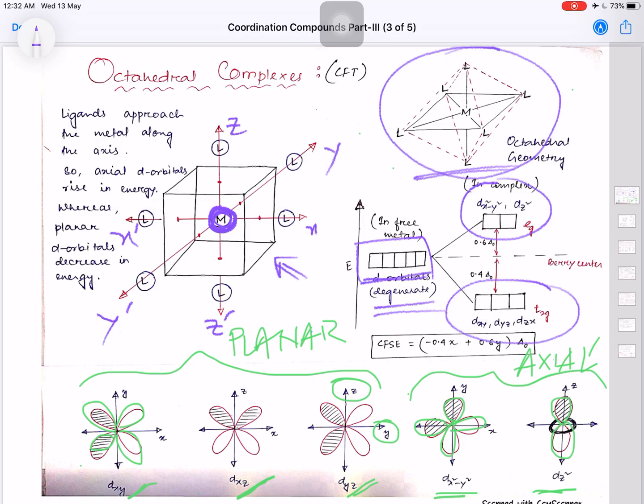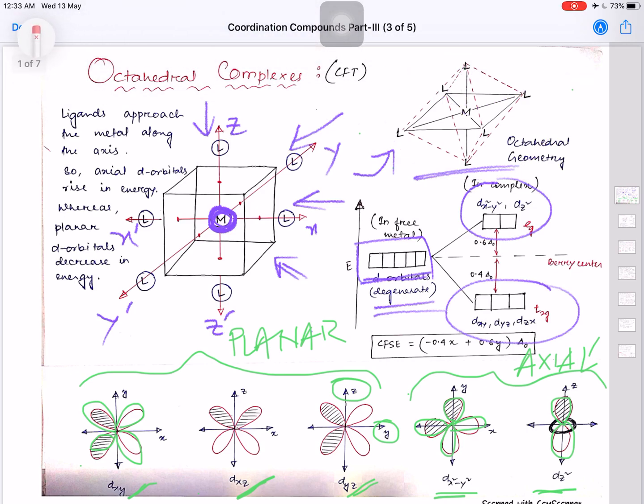Now in octahedral complexes, the ligands approach the metal from the direction of the axes, which means the ligands are placed along the axes. Just consider this structure with octahedral geometry and compare these two structures. You can consider this one as the x-axis, this one as the y-axis, and this one as the z-axis. So these are the 3 different axes that are present.